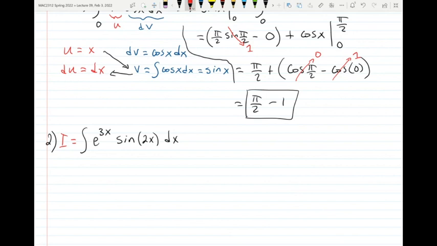So here, the exponential and the sine function both have the same level of complexity. So it doesn't really matter. You cannot go wrong with your choice. Here, your u can be whatever you want, and then, of course, the v is the other guy. Do you understand this?